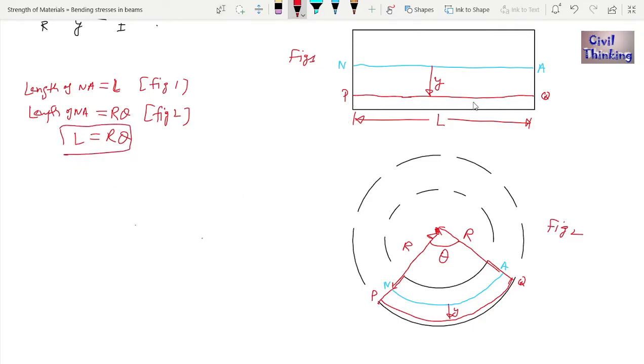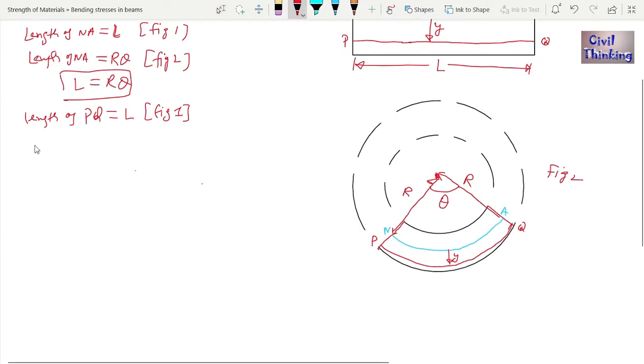Now let me talk about the PQ layer, which is in the tension zone. The length of PQ is L again, but in figure 1. Now how much is the length of PQ in figure 2? How are you going to find it? We know from the center to the neutral axis is r. But if you look at PQ, from the center to here, the length is not r but r plus y.